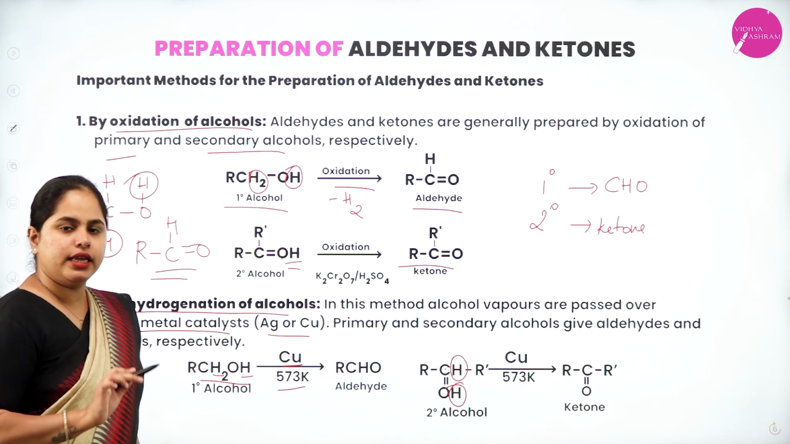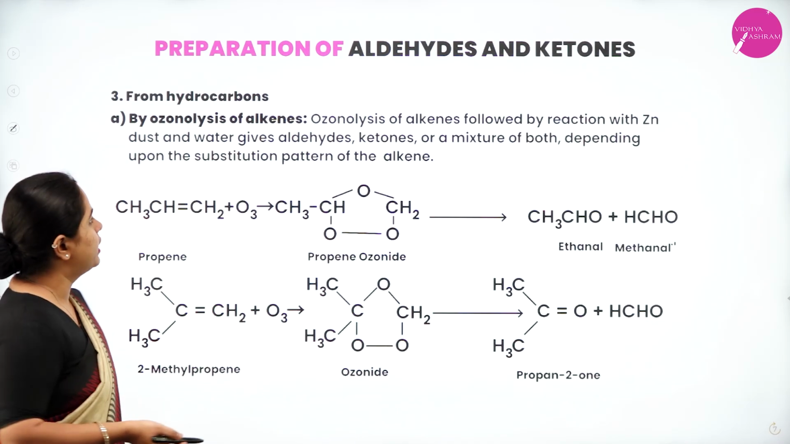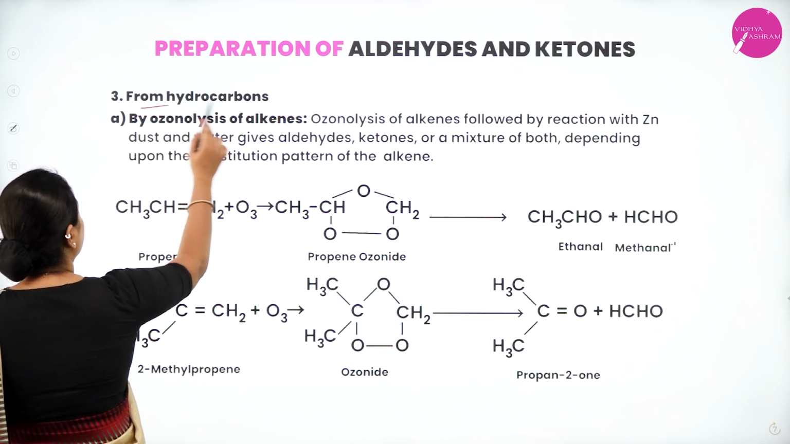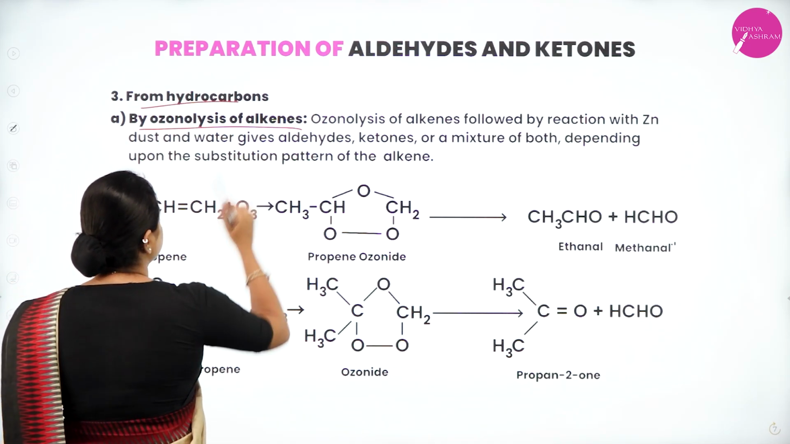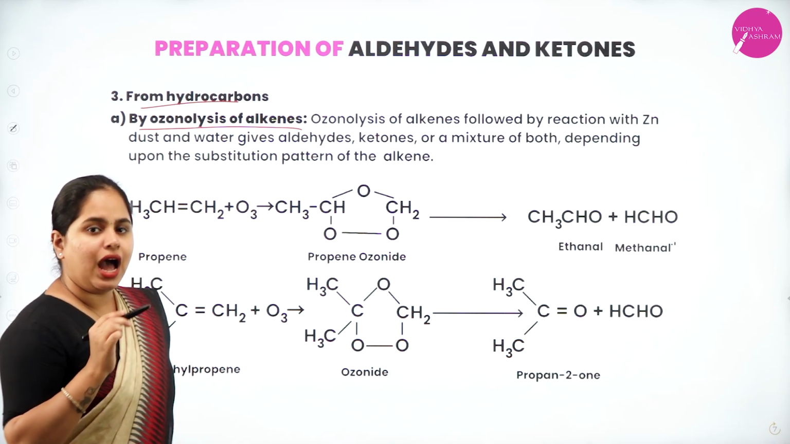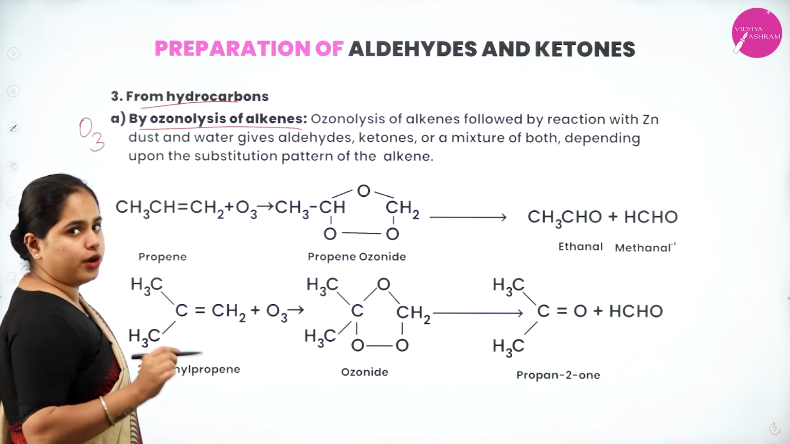Oxidation and dehydrogenation means it is the same, but the conditions are different. Okay, clear? Now the next one is from hydrocarbons. So under hydrocarbons, the first method is by the ozonolysis of alkenes. Okay, alkenes we are going to take. Ozonolysis means ozone we are going to add, O3.